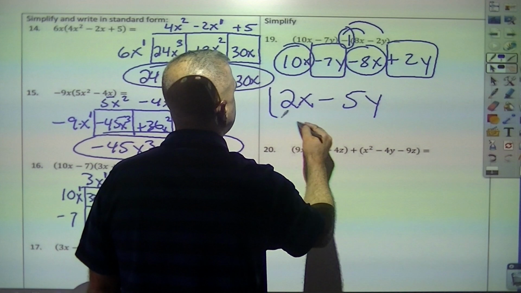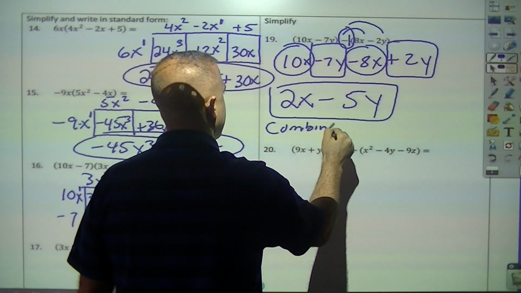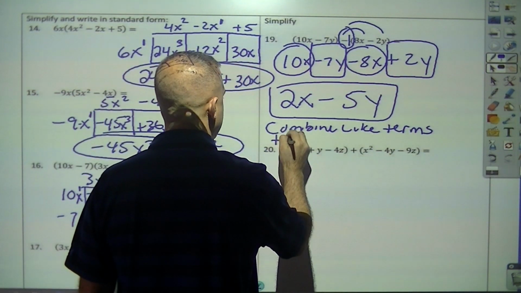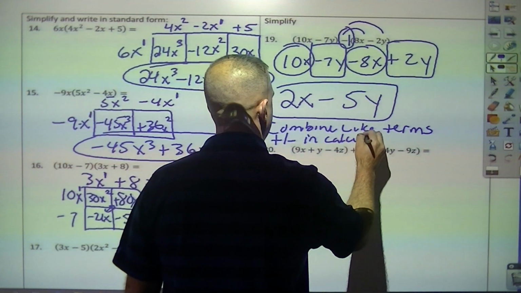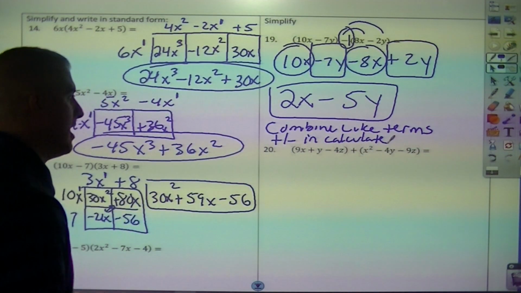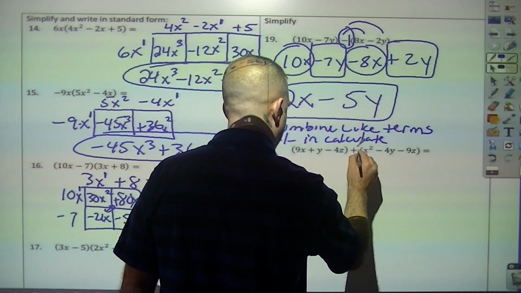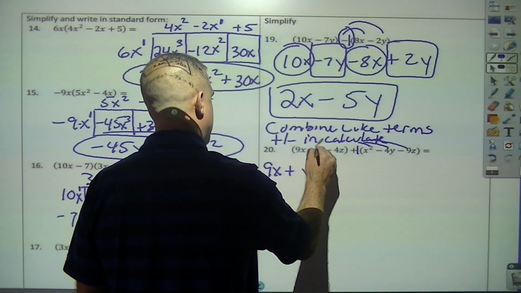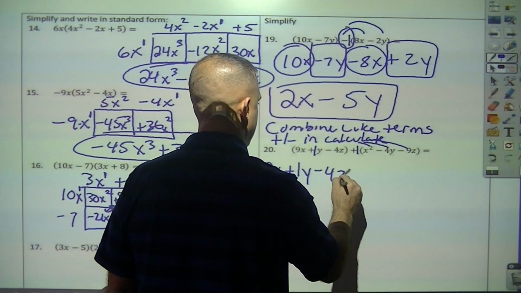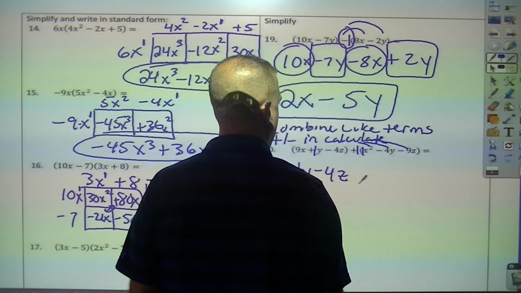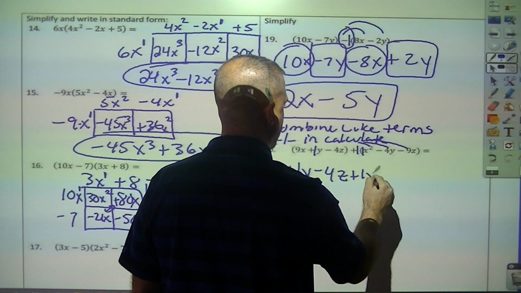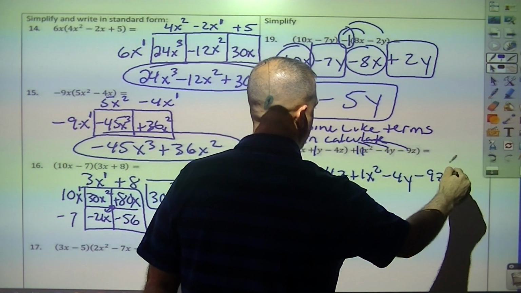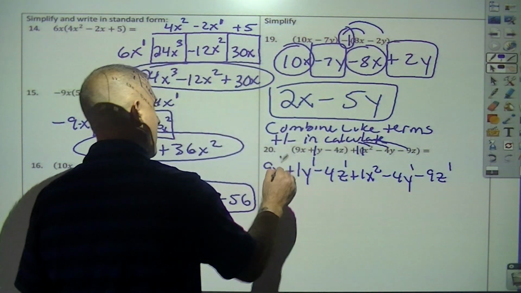So when you combine like terms, all we're doing is adding them and subtracting them in the calculator like we see them. Do not change them. So on this one, I want to put a positive 1, and I want to distribute that. So I still have 9x, still have y, which I would put as 1y, minus 4, and I would put a 1 here. So 1 times x squared would be 1x squared. 1 times negative 4y would be negative 4y. 1 times negative 9z would be that. If you want to put exponents for those, that is fine. I have no problem with that.